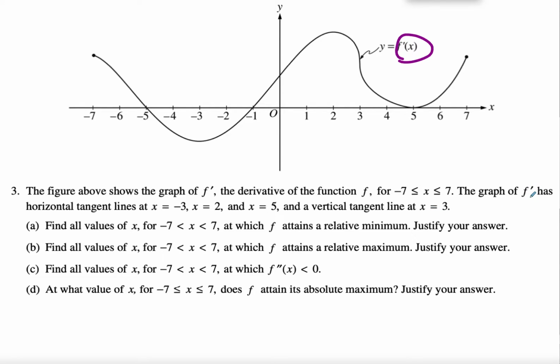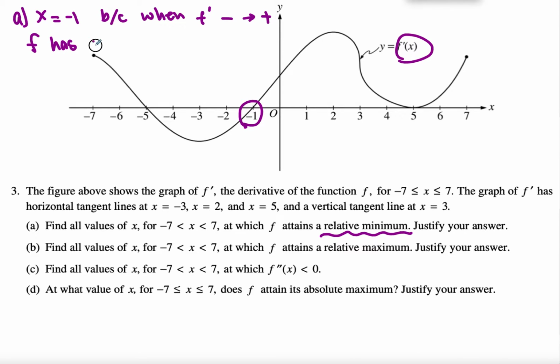Given that, let's look at the questions here. Part A: find all values of x where f attains a relative minimum. Relative minimum means f prime, the function that you see, has to go from negative to positive. That happens in only one place, so x has to be equal to -1, because when f prime goes from negative to positive, f has a relative minimum.